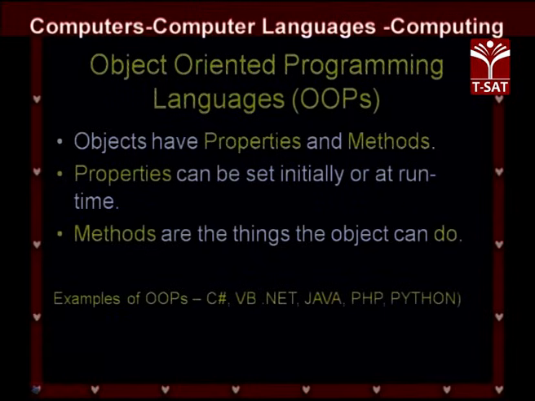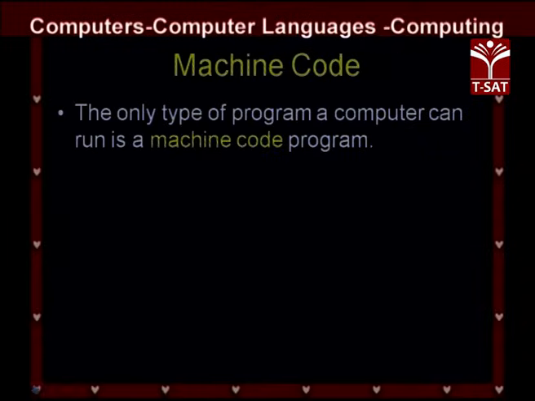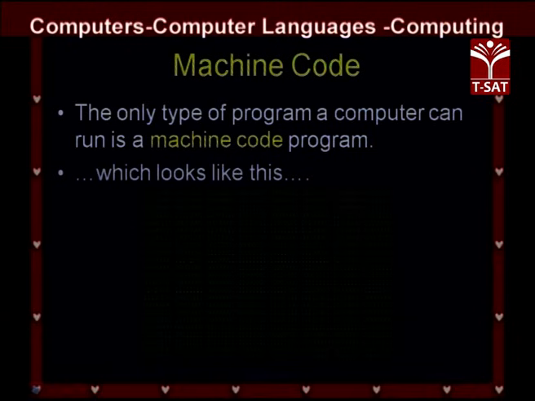So that is object oriented programming, one of the famous high level languages. To recall, this is machine code, which is only understandable by the computer. If someone asks what machine code is, simply put, as the name itself says, it is the code which is understandable only by the machine.